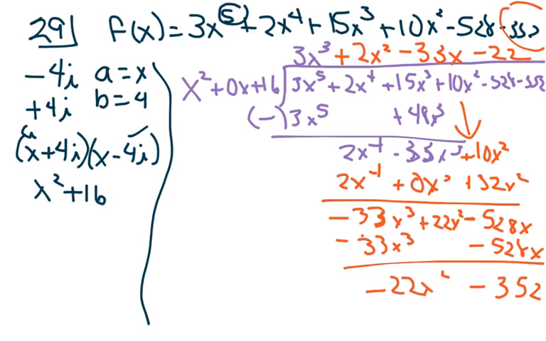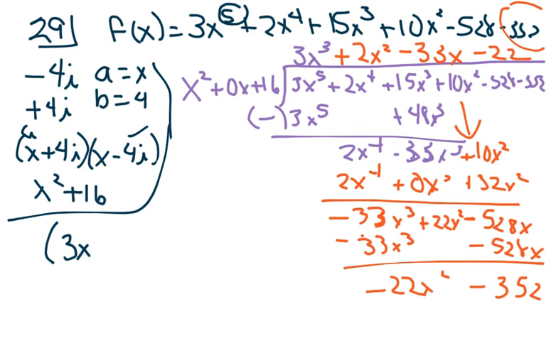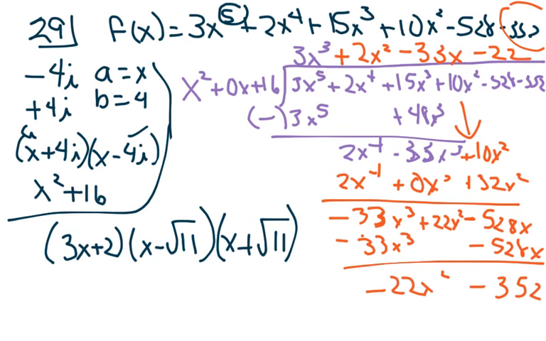Alright, so basically why I wanted to show you this one is because what happens here is when you factor this, you're going to get 3x plus 2 times x minus the square root of 11 times x plus the square root of 11. So your zeros are negative 2/3, root 11, negative square root of 11, and then your plus or minus 4i.